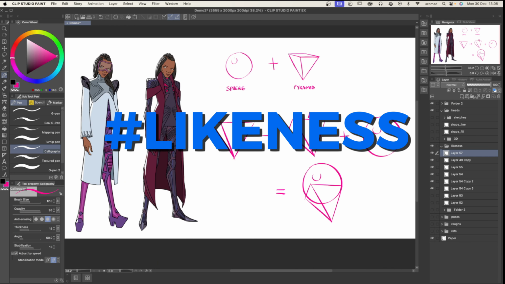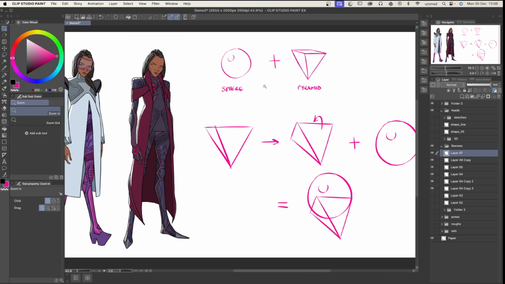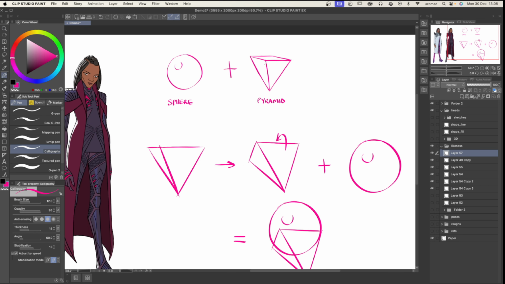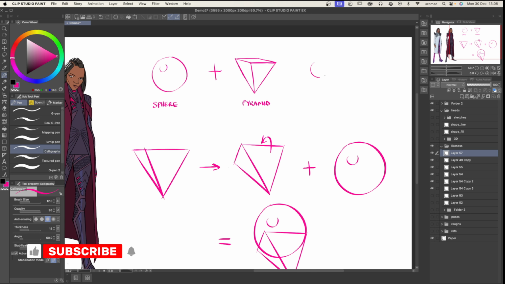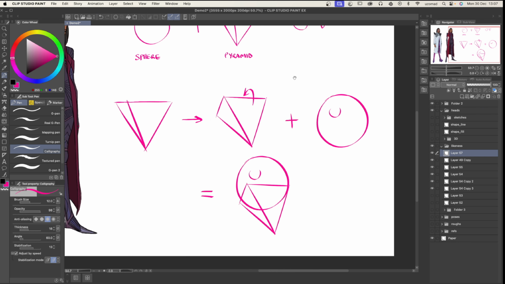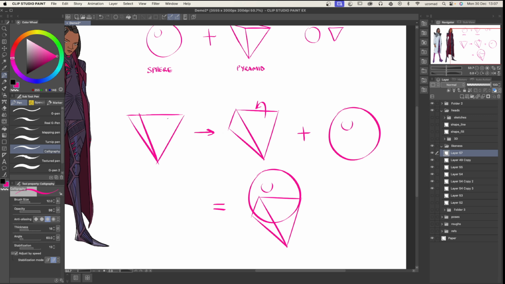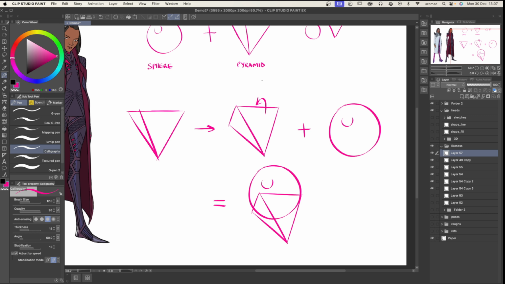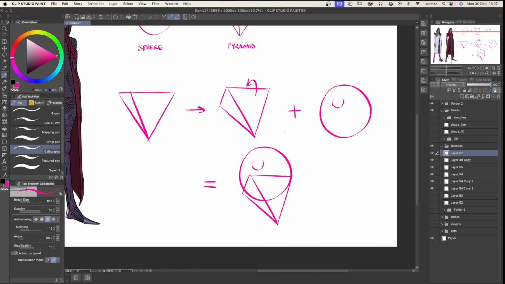So on the issue of likeness, we have these two shapes, which is a sphere and a pyramid. Remember, we're dealing with two shapes, a circle and a triangle. But now we've decided to make this shape solid, so this is a sphere and a pyramid, right? So the idea is to rotate the pyramid slightly backwards, and then add that to the sphere to create this complex shape. Now this complex shape is what we will be using to rotate the heads at different angles, to be able to draw the heads at different angles, and this would help with likeness.